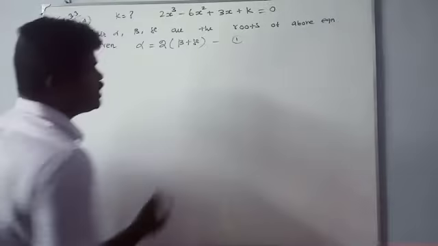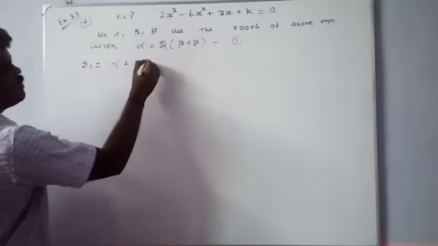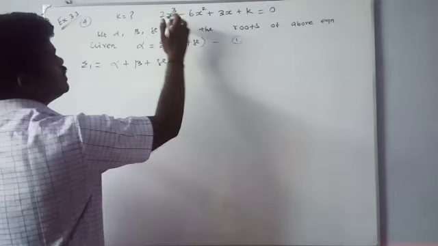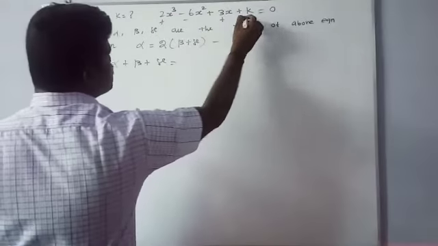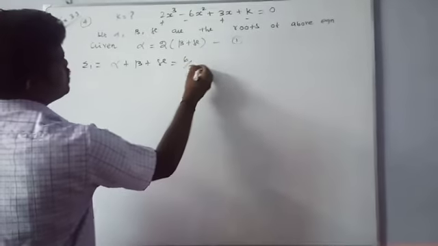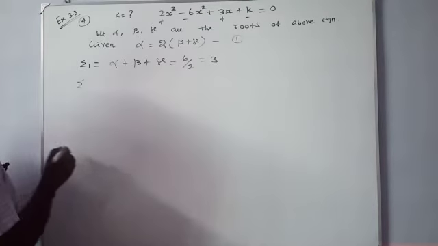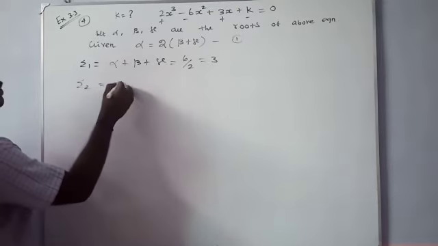Let us take this as equation 1. And now summation 1. Summation 1 means what? Add the three roots. Alpha plus beta plus gamma is equal to, this is plus, this is minus, this is plus and minus. What is the value? 6 by 2. 6 by 2 means 3. Here minus and minus plus, 6 by 2, 3. And the summation 2. Summation 2 means what?